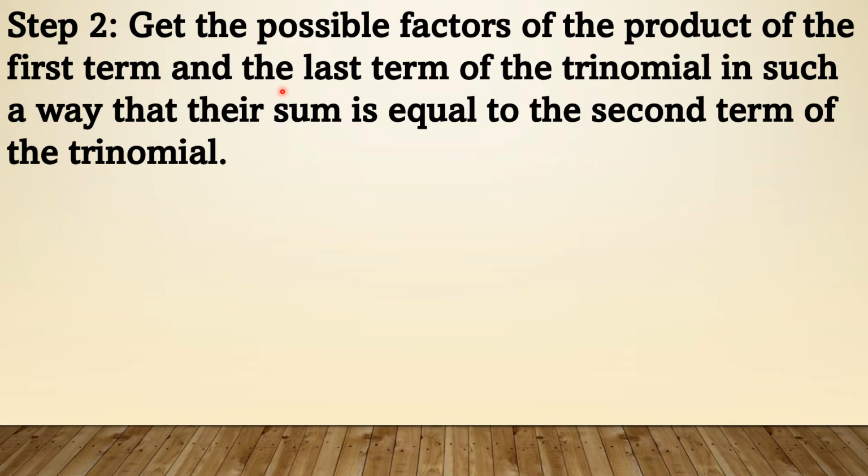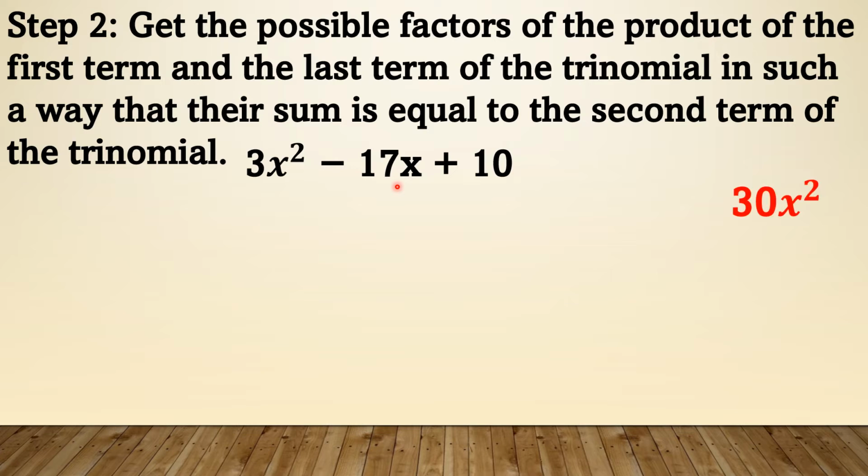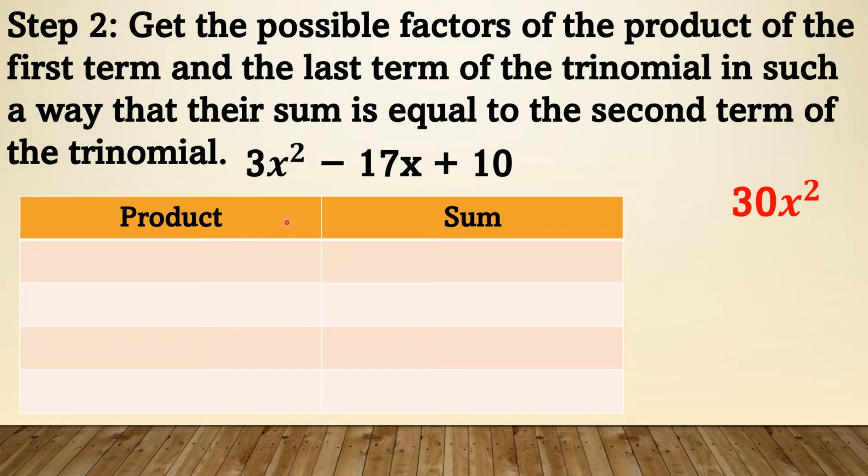Step 2, we are going to get the possible factors of the product of the first term and the last term of the trinomial in such a way that their sum is equal to the second term of the trinomial. So here, the product of the first term and the last term is 30x squared. So we're going to find the possible factors of 30x squared in such a way that their sum is equal to negative 17x. So here the table will help us find it.